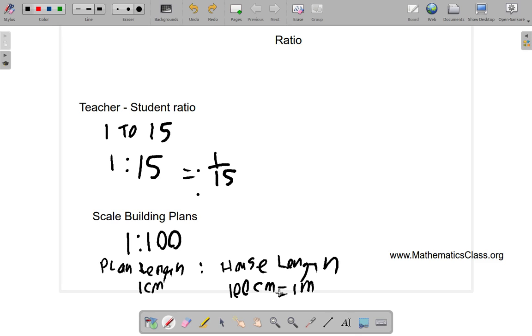All right. So when you're dealing with building plans, you're talking about ratio when you compare the drawing to the actual house. For a housing development with a few houses, it might be more than that. It could be, for example, 1 to 500 for a small housing development. It could be 1 to 3,000 for a larger housing development. So these are two examples where you find ratio being applied.